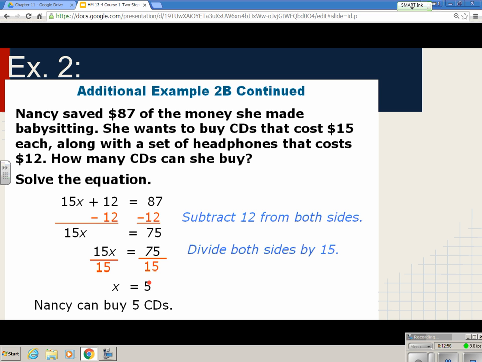So going back to the original question, she has $87 saved. She buys her headphones. She buys $15 for every CD. How many CDs does that equal? That would be 5 CDs. And that's how you work through a word problem. If you want to write this one down, go ahead.